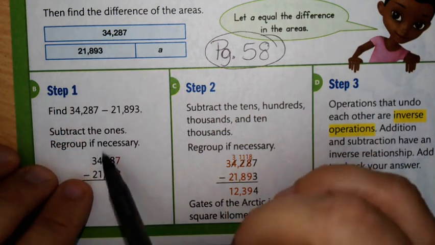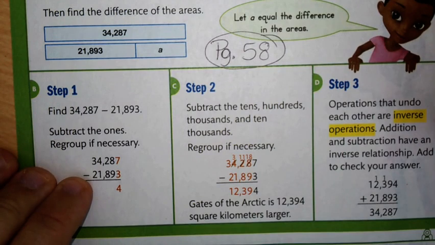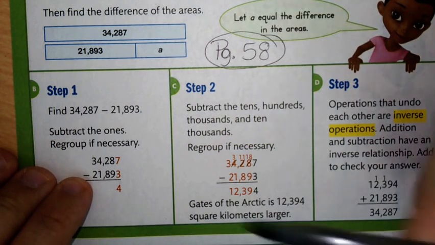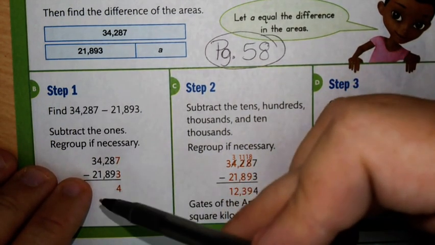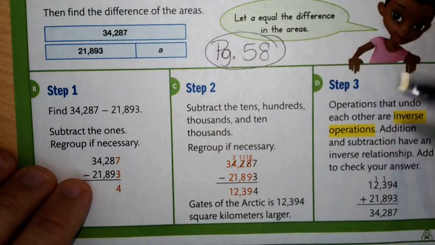all right? But when we do this, it helps us to set them up like this. Do you remember the term for this? I hope you remember it's vertical. Vertical means up and down. And it helps us out to make sure that our place values all line up when we're doing that.